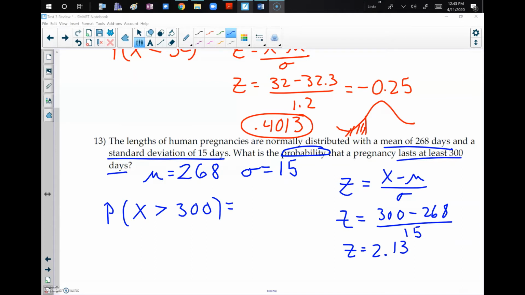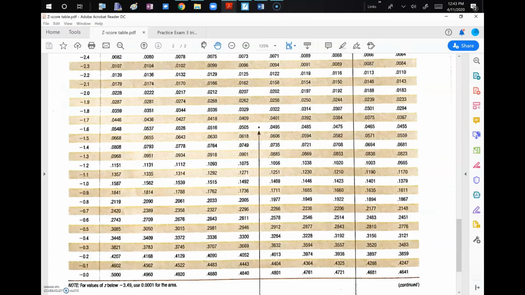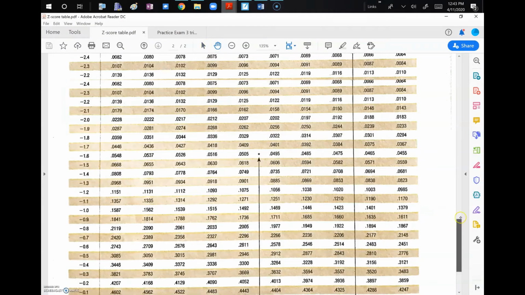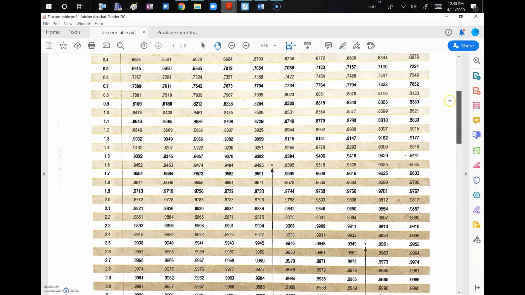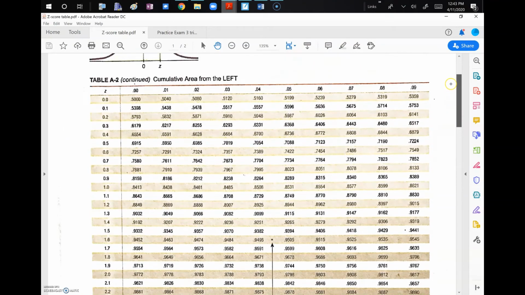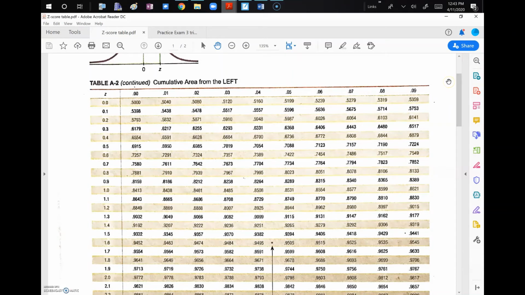But we only want to round our z-scores to 2 decimal places because that's the level of accuracy that our chart has. So I would round my number to 2 decimal places and then look up that value in our chart. This time around my z-score is positive, so I'm going to use the positive side. I'm going to look for 2.1 on my row, and then I'm going to look for 3 as my column. I look at where those two intersect, and I get the value 0.9834.